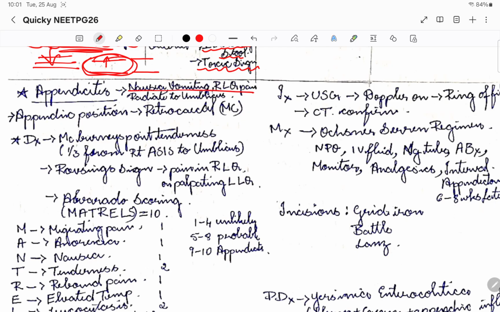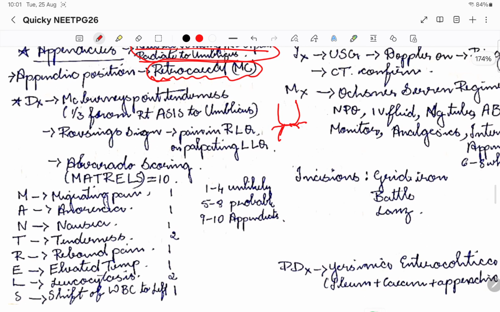Nausea, vomiting, right lower quadrant pain, and radiating to the umbilicus. Then what are the appendix positions? You know that, right? Many appendix positions are there: retrocecal, post-ileal, and all these things. The most common position is the retrocecal position, which is where appendicitis might happen most commonly.